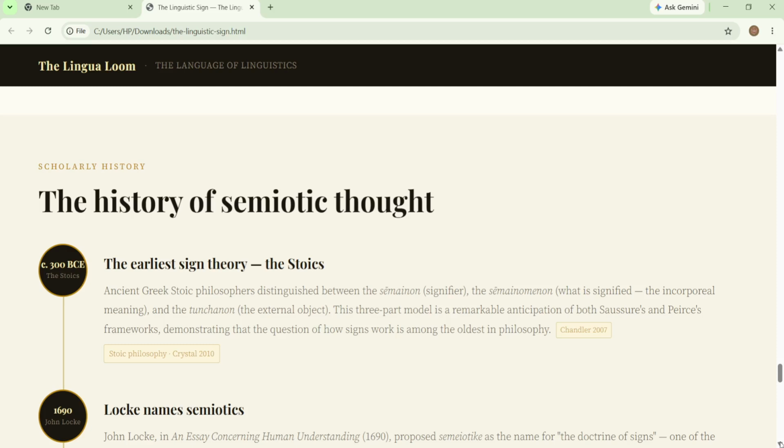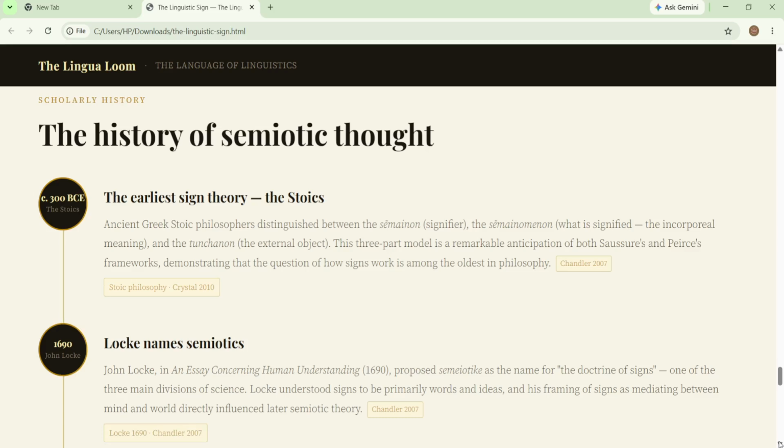Scholarly history, the history of semiotic thought. The first one, in 300 BC, is the Stoics. The earliest sign theory was by the Stoics. The ancient Greek Stoic philosophers distinguished between semainon, the signifier, and semainomenon, the signified, the incorporeal meaning, and the tynchanon, the external object. This three-part model is a remarkable anticipation of both Saussure's and Peirce's frameworks, demonstrating that the question of how signs work is among the oldest in philosophy. So this is the starting point, which is way before what we are studying, 300 BC.